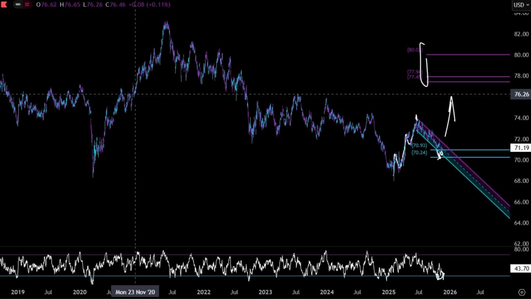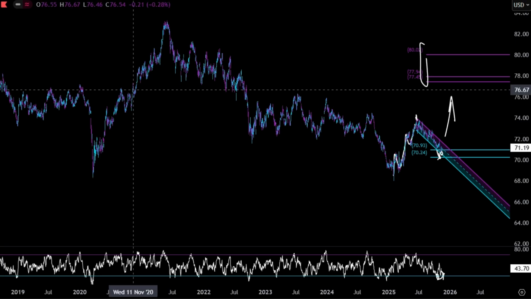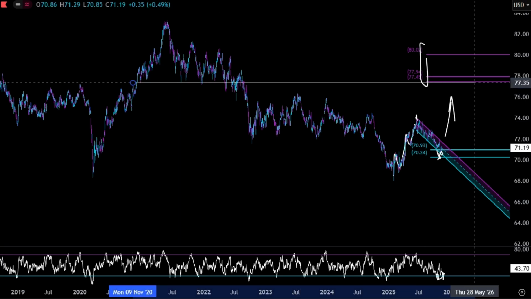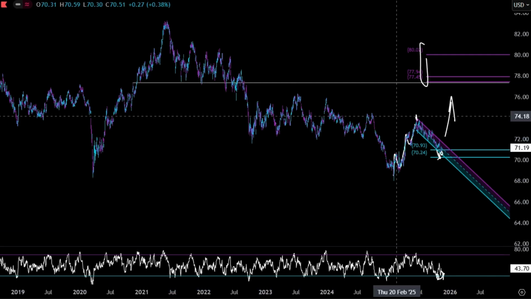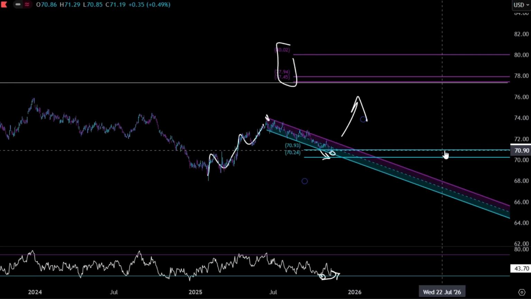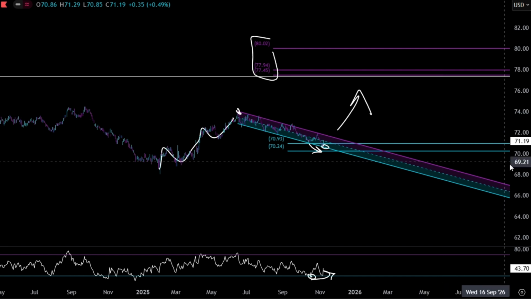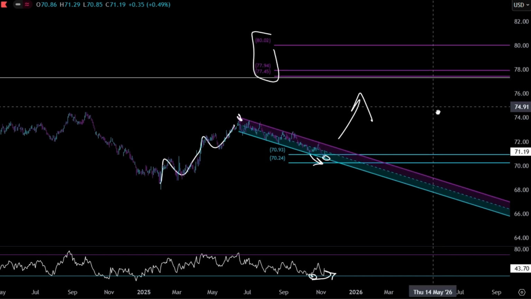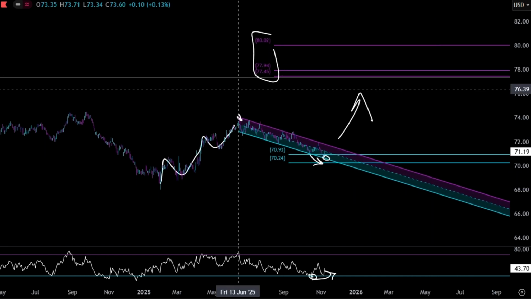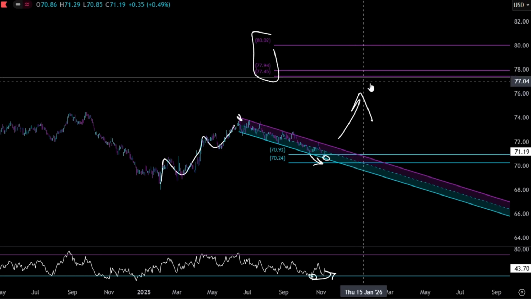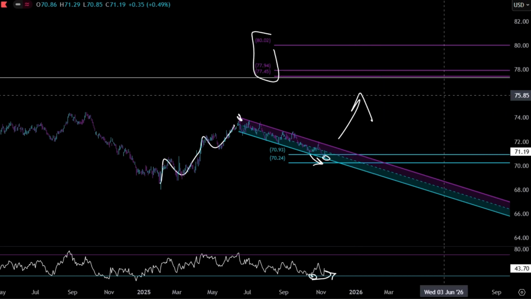If we zoom out, you can definitely see there's potential challenges at the 78 level. Could add some structural resistance right there. Definite major challenges up there. But yeah, if we can start to form what looks like an upside impulse, I definitely see the Canadian dollar rising in the next 6 to 8 months.